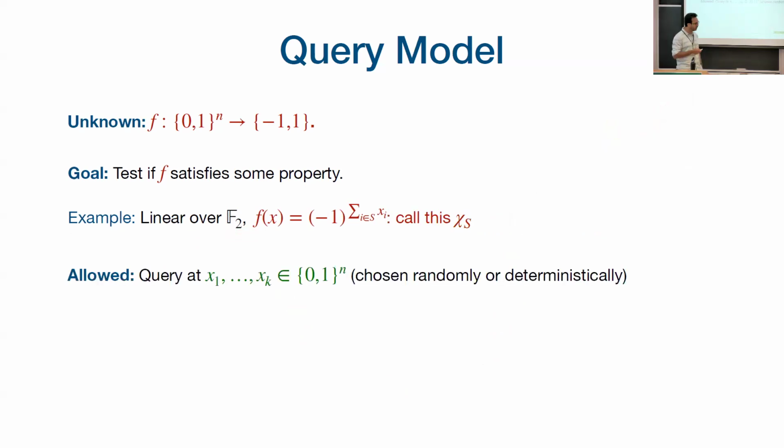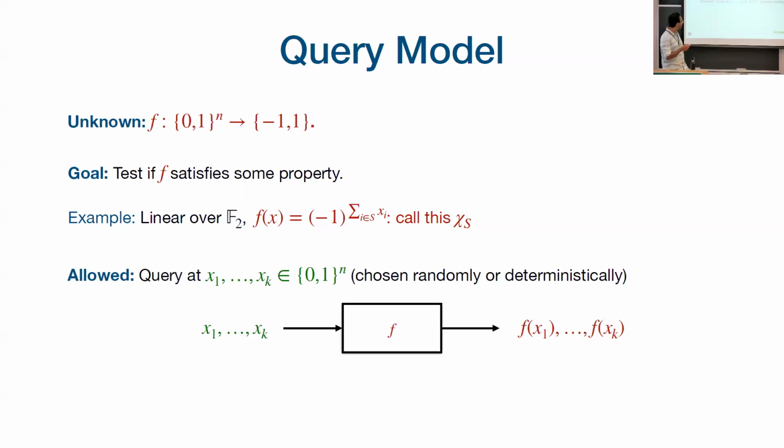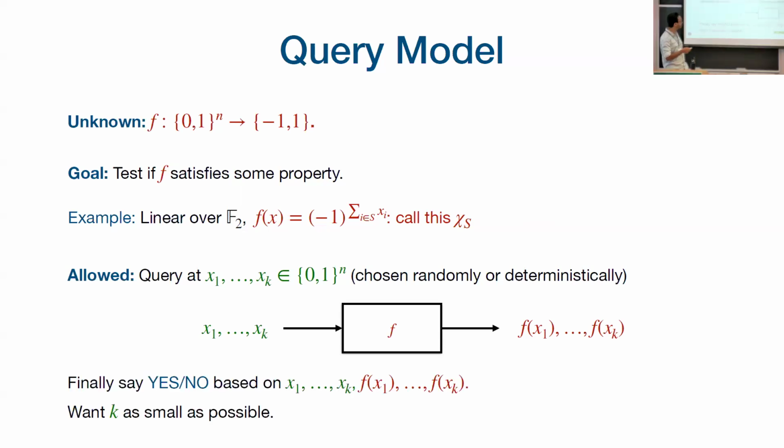And what are we allowed? So we are allowed to query f at, say, some k points, x1 up till xk, which are chosen in some way, randomly or deterministically. And what we can do is ask the value of f at these k points. So the model I have is I choose k points in some way, I give it to this black box, the black box returns me the k values. And finally, I want to say yes or no based on these values of all the x1 up till xk I'd chosen, and f(x1) so on up till f(xk).